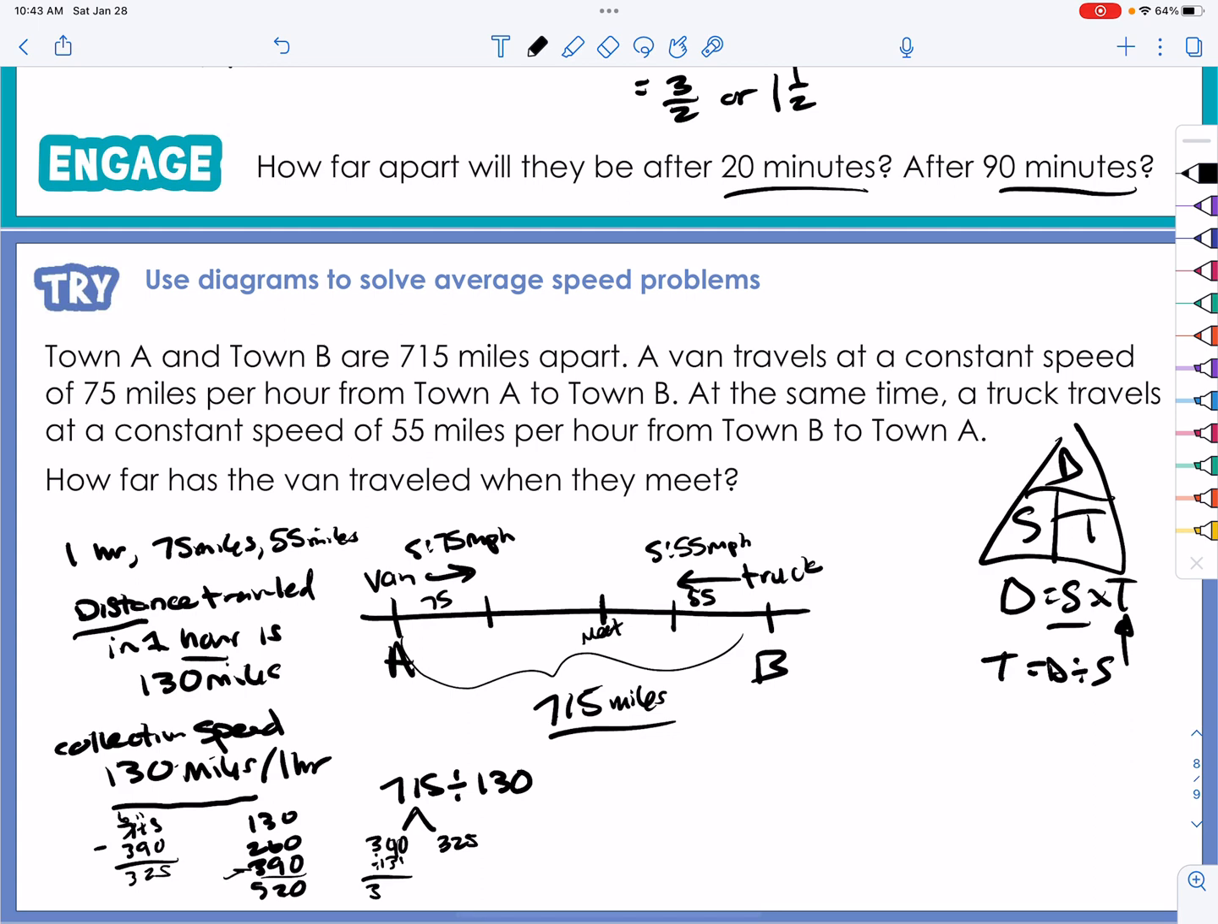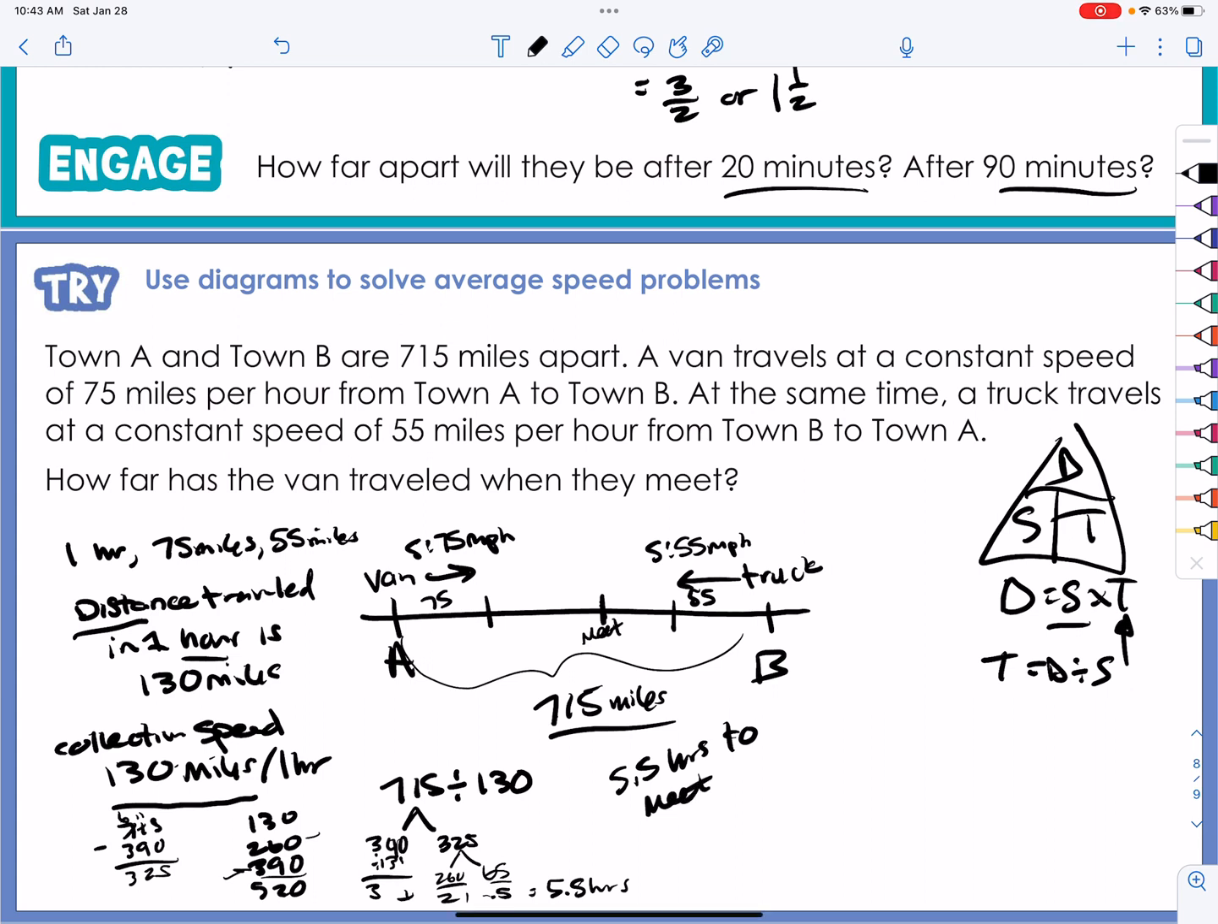I can't do another one of those, but I can do a 260. If I branch that into a 260, that would leave me with 65. 260 divided by 130 is 2. 65 is half of 130, so that's 0.5. So 3 hours plus 2 hours plus a half of an hour is 5.5 hours. So in 5.5 hours, they will meet. It will take them 5.5 hours to meet.